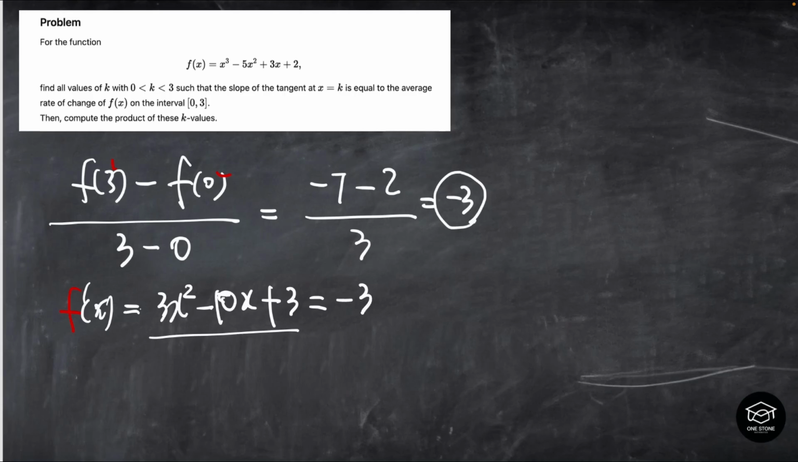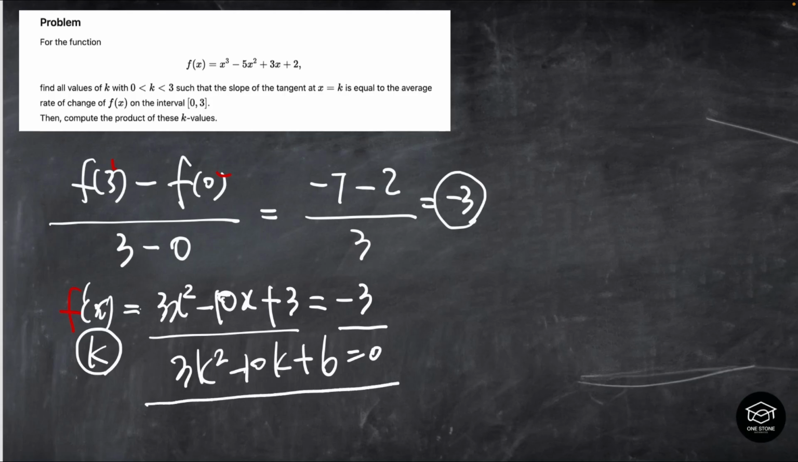We want the slope of the tangent line at x equals k to be equal to negative 3. So we set f prime of k equal to negative 3. That gives the equation 3k squared minus 10k plus 3 equals negative 3, or equivalently, 3k squared minus 10k plus 6 equals 0.